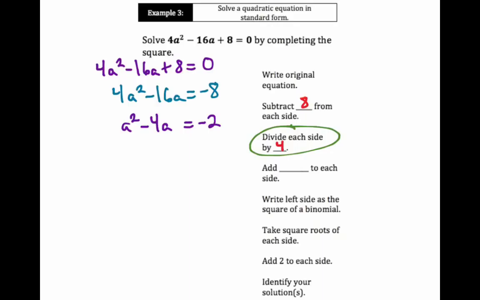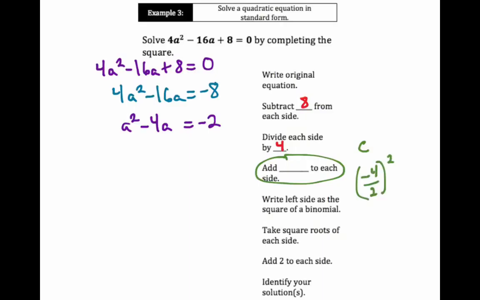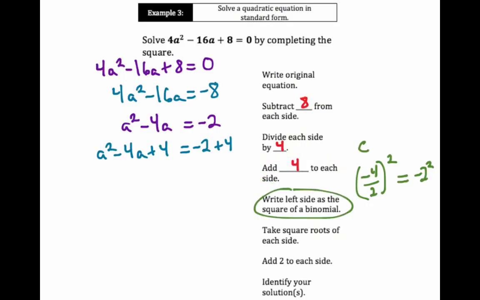And now we're going to complete the square. We're going to add something to each side. That's going to be our c, which is going to be negative 4, half of negative 4 squared, which is the same thing as negative 2 squared. So basically we're adding 4 to both sides. A squared minus 4a plus 4 equals negative 2 plus 4. And now we're going to write the left side as a square of binomial while we simplify that side. So a minus 2 squared equals 2.